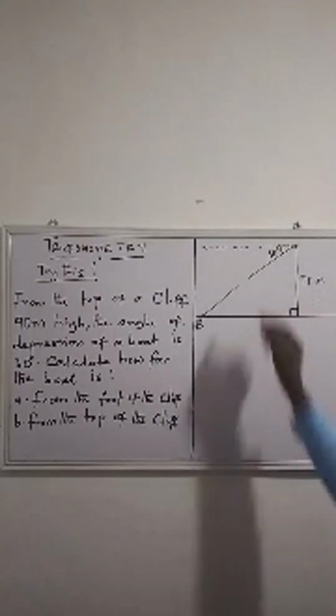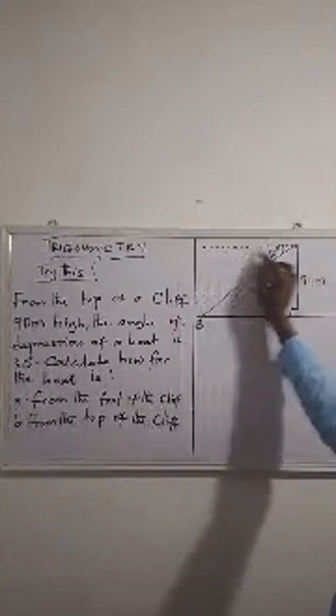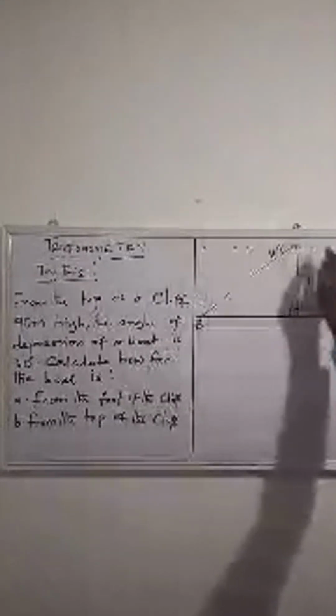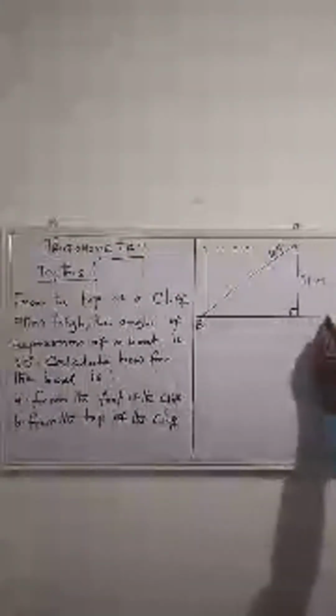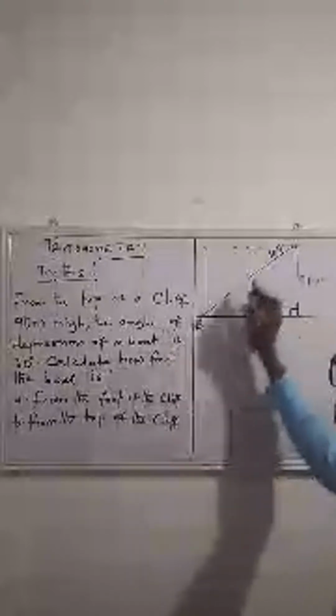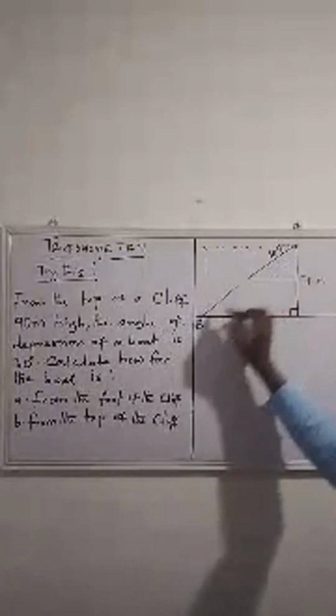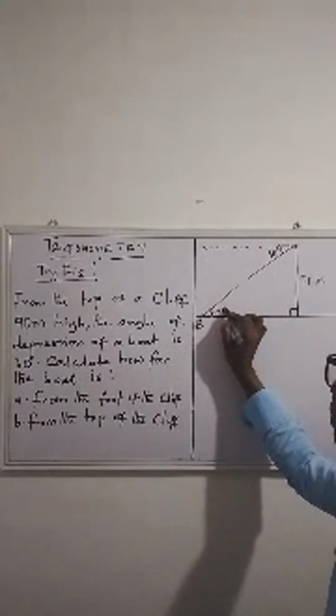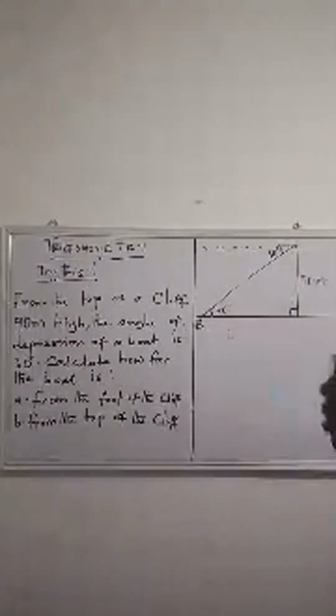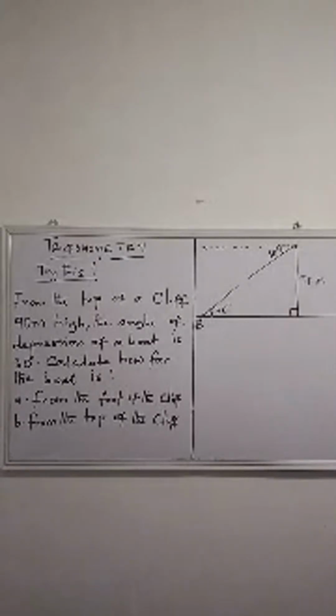And don't forget, this initial line of sight is parallel to this line here. All right. So once it's parallel, that means this angle here will be alternate to this angle. So this is 30 degrees. Okay. So this 30 degrees.